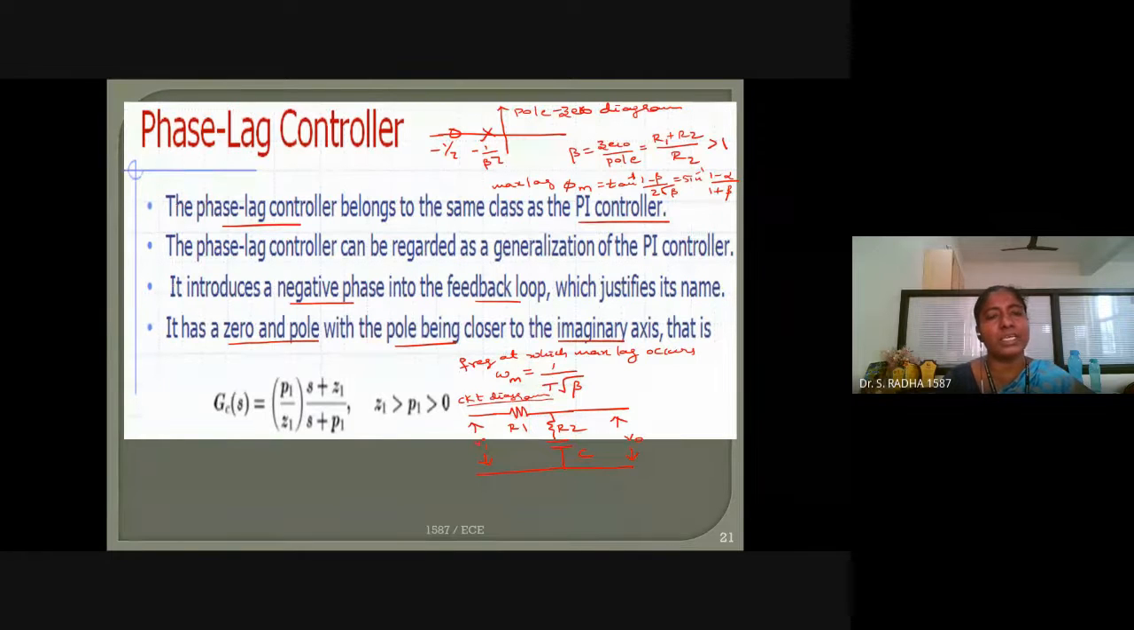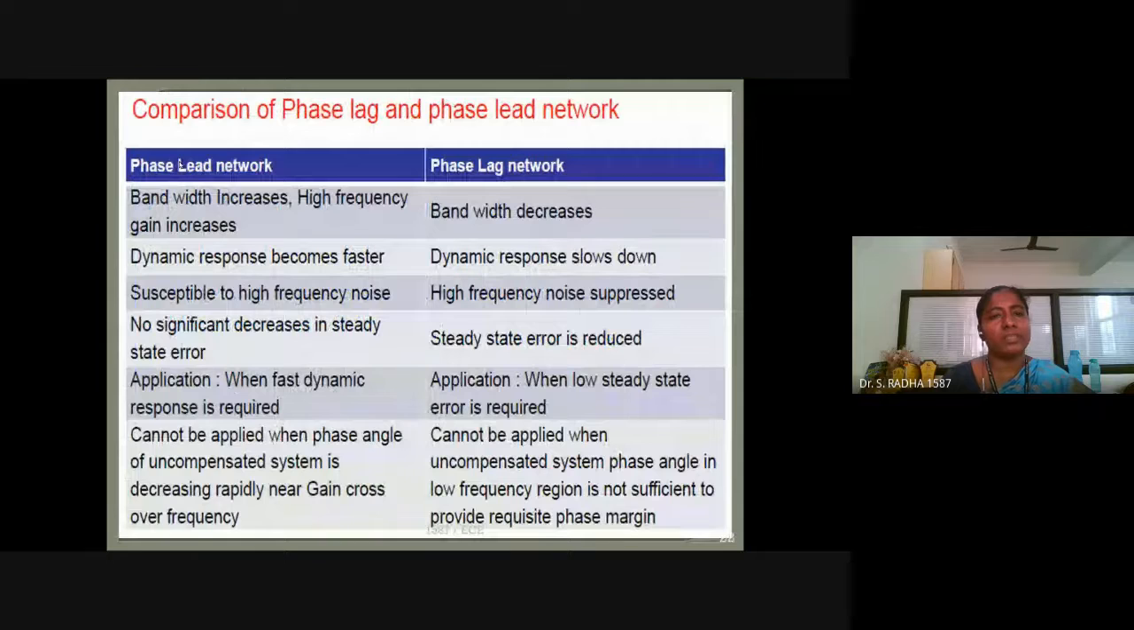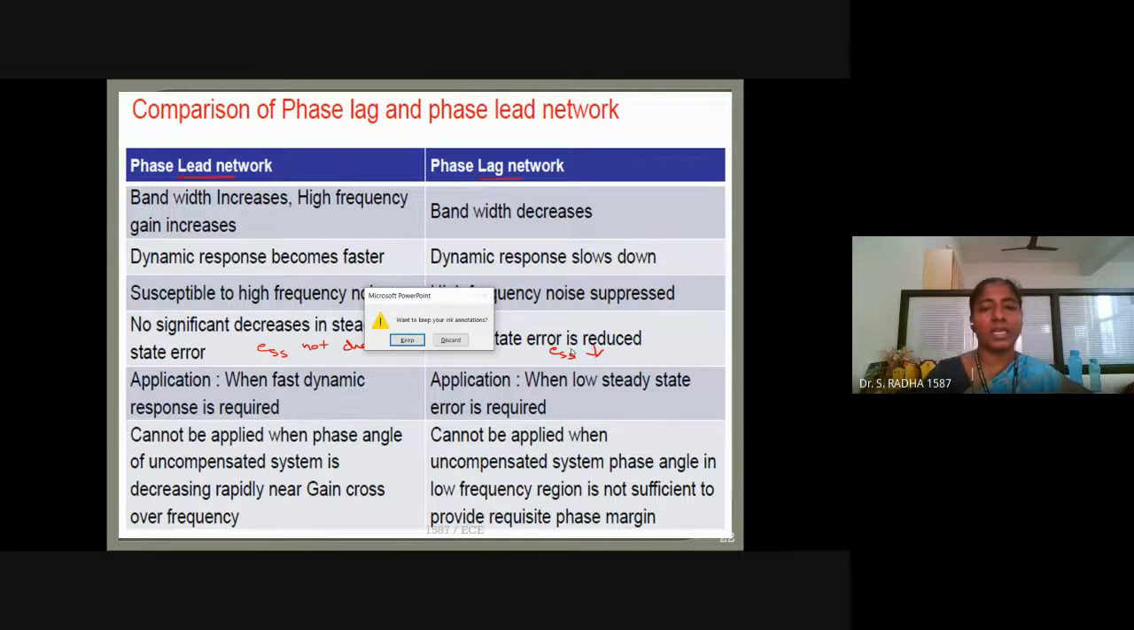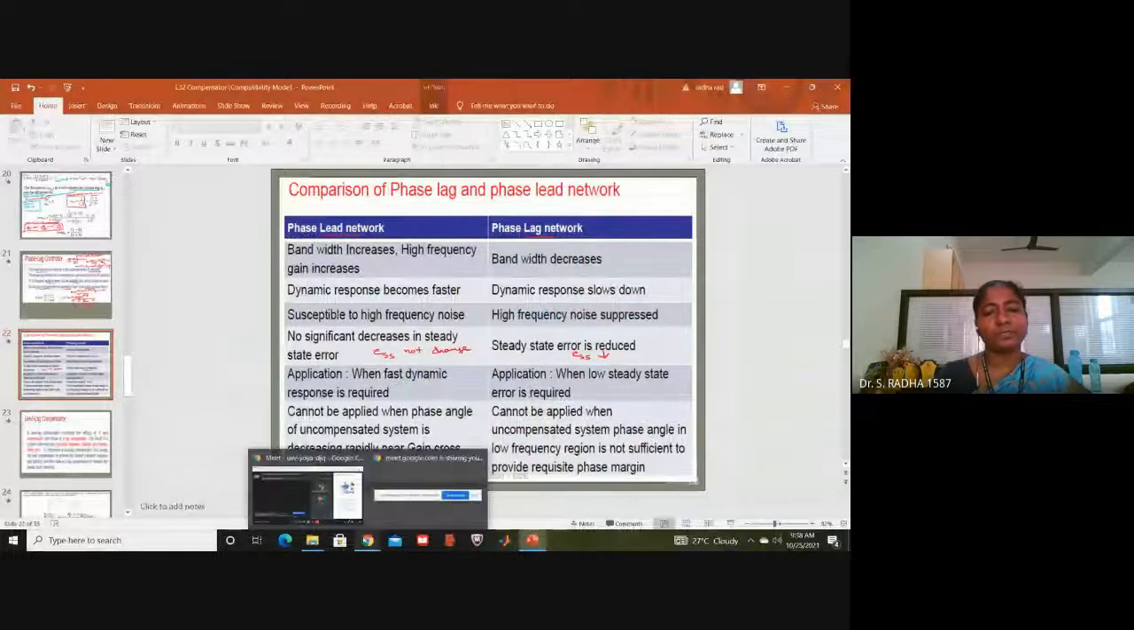The lag compensator improves the steady state response. Lead compensator improves transient response, lag compensator improves steady state response. These are the differences between lead and lag. Bandwidth increases in lead and decreases in lag. Lead is susceptible to high frequency noise; in lag, high frequency noise is suppressed. In lead, there is no significant change in steady state error, but ESS decreases in the case of the lag compensator.